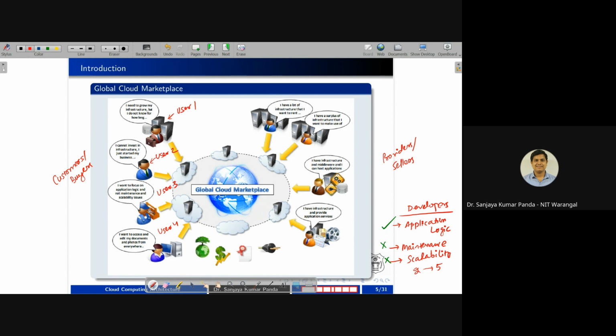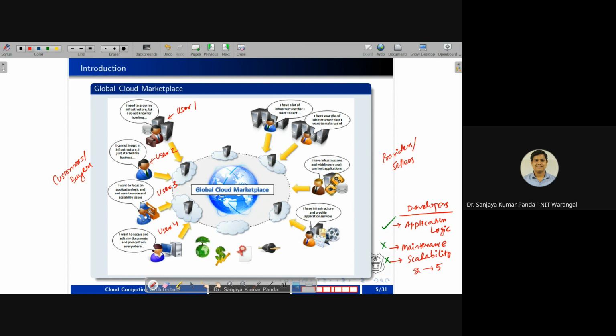So these four users, whatever you have seen, are the buyers, or they are considered the customers. They have some specific requirements, and they are asking these requirements of the cloud marketplace, right? They are in doubt whether these things can be fulfilled by the cloud marketplace or not. Because in order to fulfill any requirement in the cloud marketplace, we should have that particular service. If we don't have the service, we cannot provide it, right?